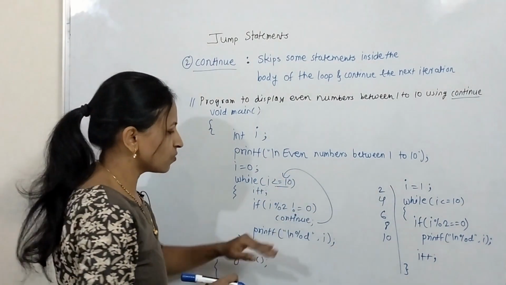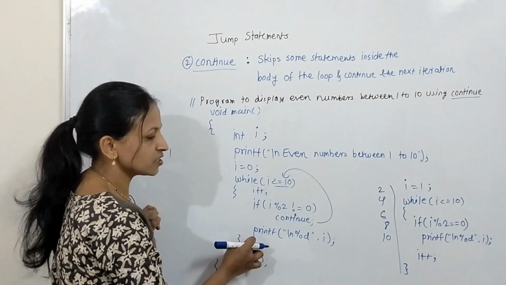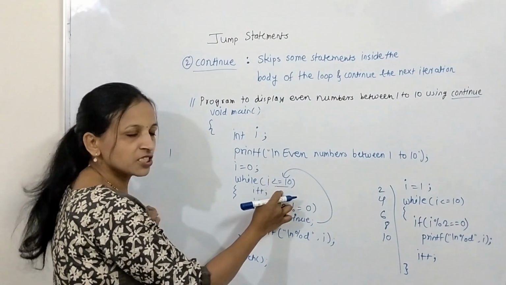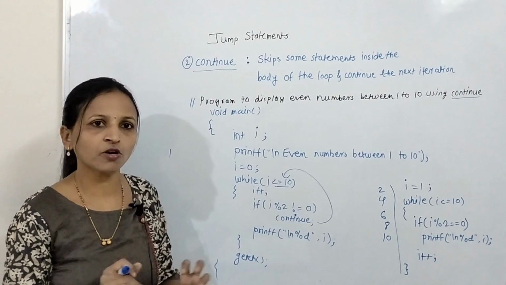Normal iteration is like this: if this one is not there, then it will execute this statement, again it will go here, again check the condition, again execute the statements, again check the condition. In this way, this is the normal execution.